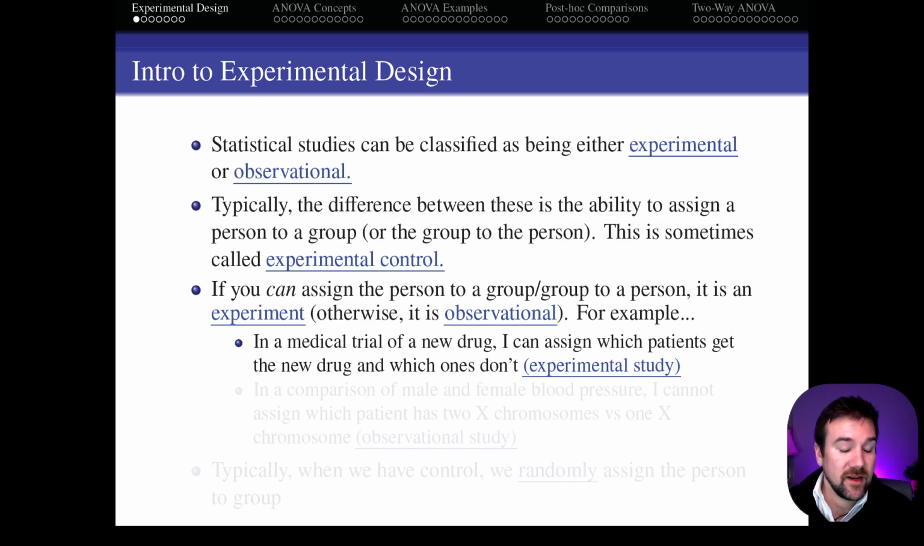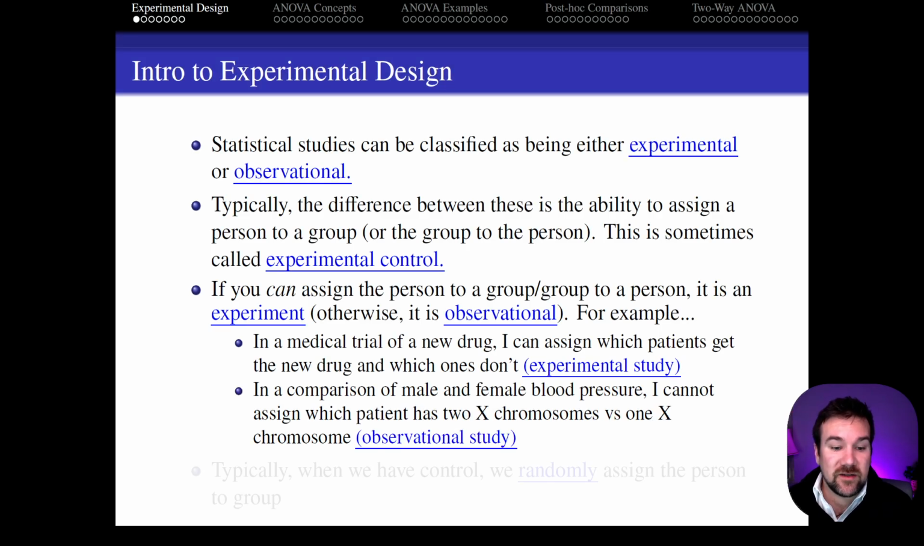All right, so let's look at a couple examples. In a medical trial of a new drug, I can assign which patients get the new drug and which ones don't. So that's an experimental study. Another medical example, comparison of male and female blood pressure. This was a couple years ago, so it's been a minute since I've done this. I can't assign which patient has 2 X chromosomes versus 1 X chromosome. I can't switch that at the genetic level. And so in this case, this is an observational study. That's a characteristic that I can't modify, I can't control.